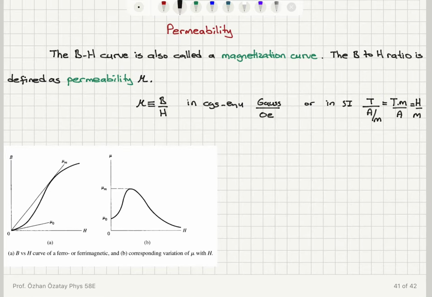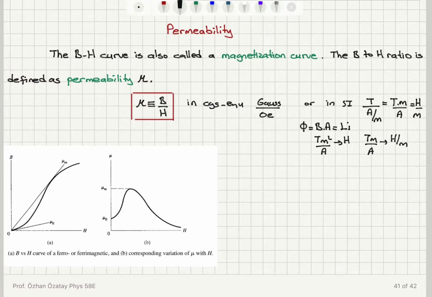So where does that come from? If you remember, we showed that flux, which is B times A, was equal to inductance times I. So we have Tesla meter square divided by ampere is Henry. So if you divide it by meter, Tesla meter per ampere is Henry per meter. So permeability is measured in Henry per meter or Gauss per Ørsted in CGS EMU units.